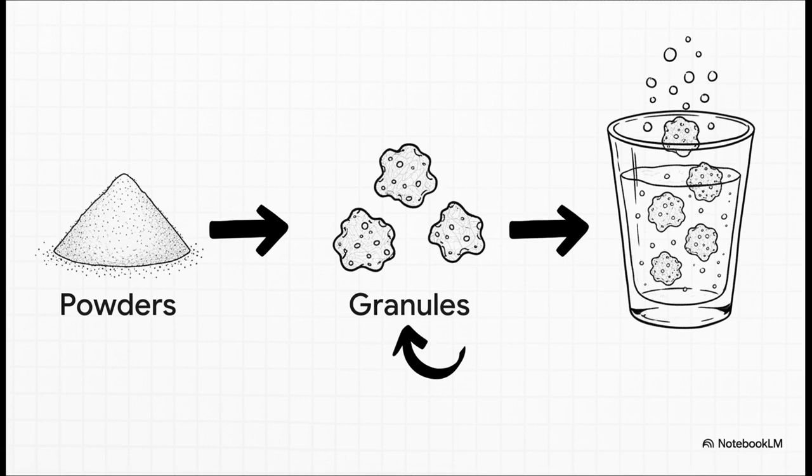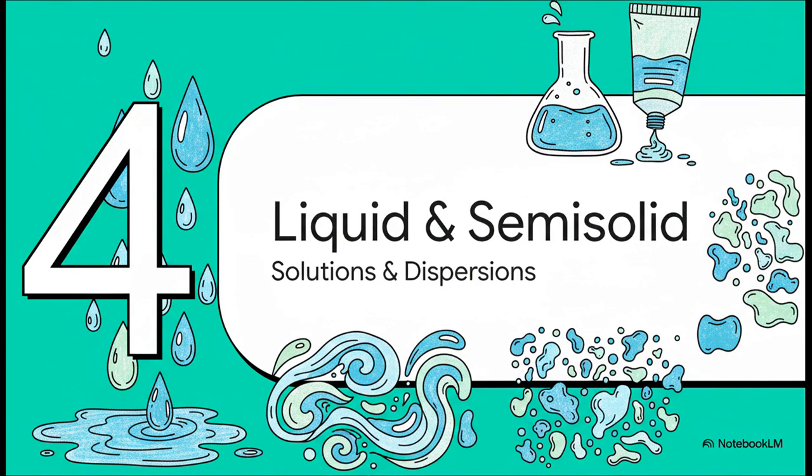And granules? Just think of them as powders that have been clumped together. This is a huge deal in manufacturing because it helps them flow smoothly and not jam up the machines. And effervescent granules? That's just some cool chemistry at work, making a fizzy reaction to help the medicine go down easier. Okay, let's shift gears away from solids and dive into the world of liquids and semisolids.